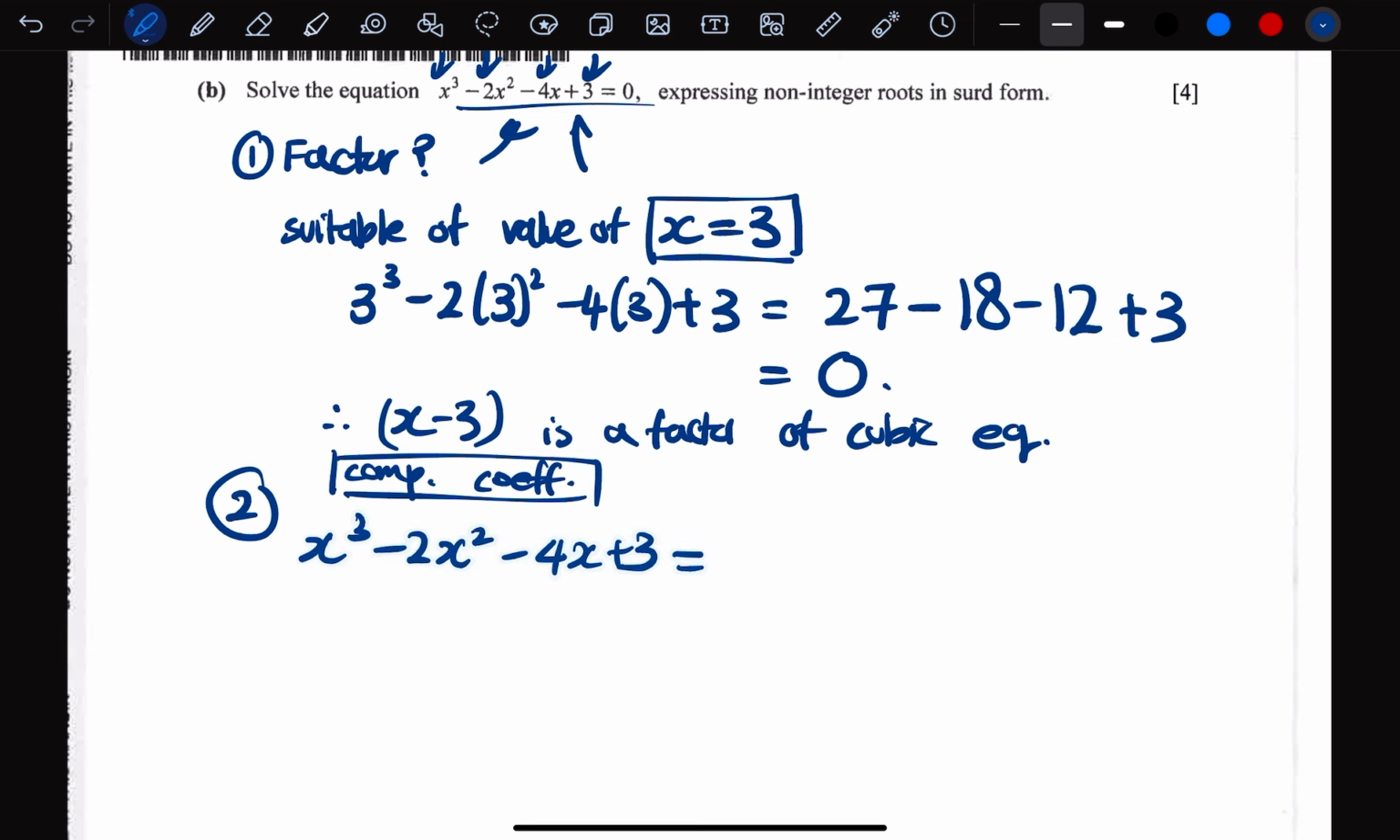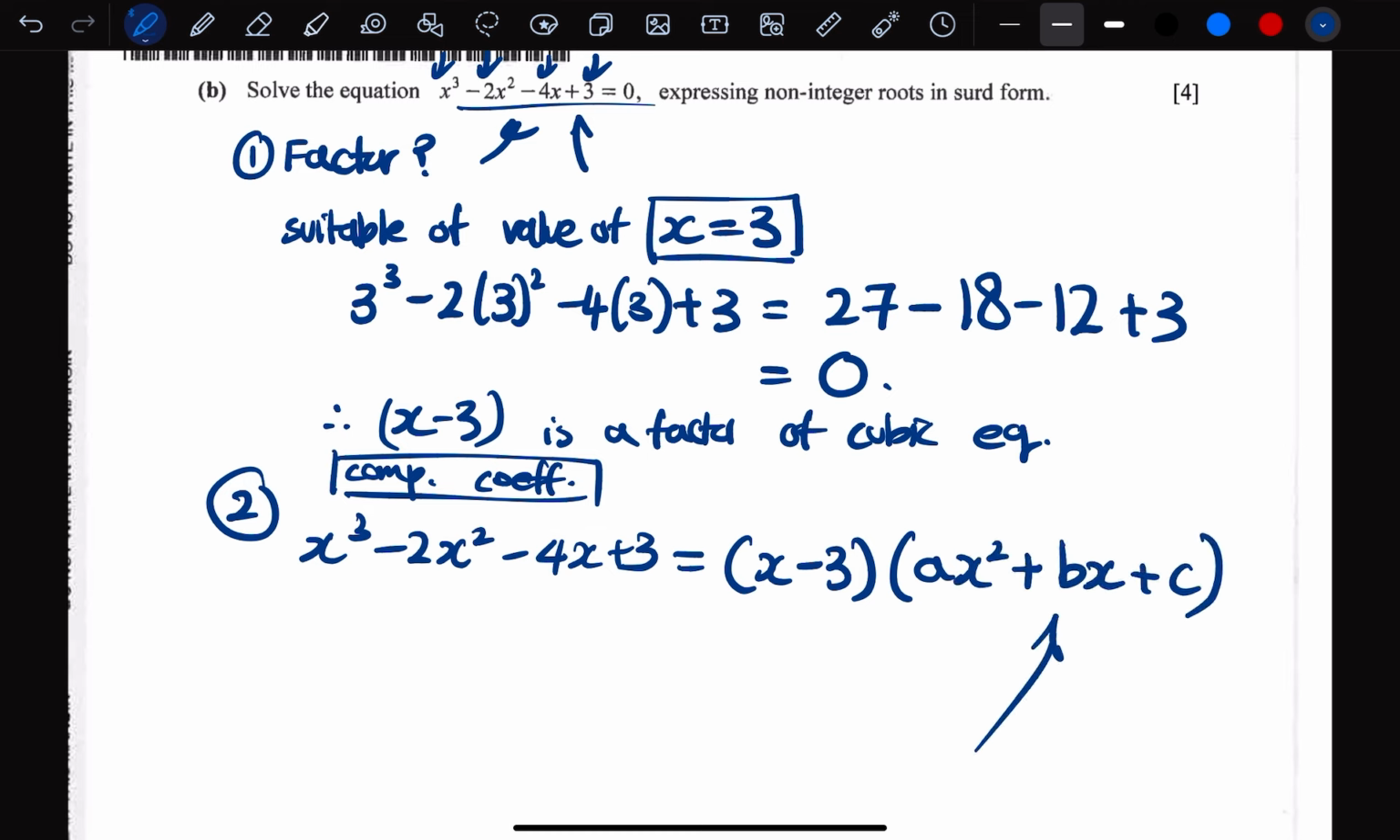We can say that this whole thing is also equal to x minus 3, which we found to be a factor, multiplied by our ax squared plus bx plus c, because we know that there's another quadratic expression over here. But if you already know that, you can also predict that a is just equal to 1, right? Because we can see our cubic coefficient is just 1 over here. So here is just 1, and we don't have another unknown that we need to solve for. We just have x squared plus bx plus c.